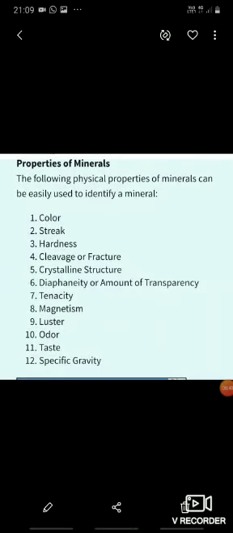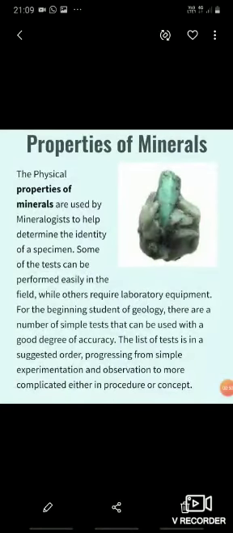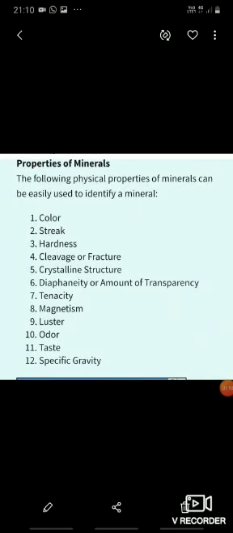Minerals, as I have already told, are naturally occurring inorganic substances having certain physical properties, chemical composition and atomic structure. Some of the properties we can easily identify by just holding the mineral. Some other properties we can understand only with laboratory equipment. The properties used for identification of minerals are, most importantly, color, streak, hardness, luster, cleavage, fracture, then magnetism, taste and specific gravity.